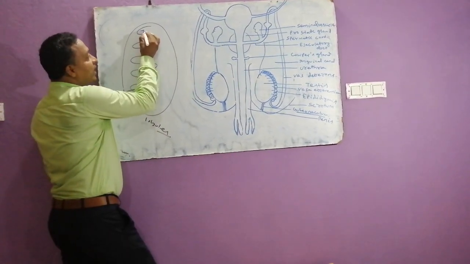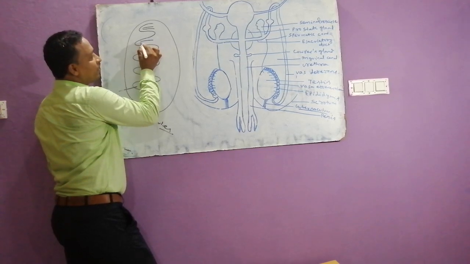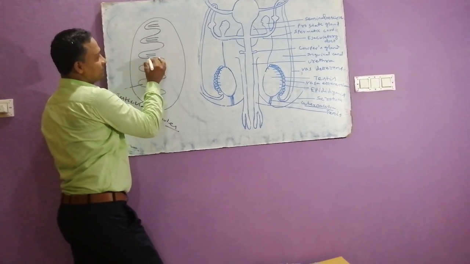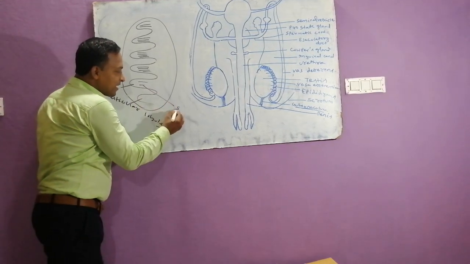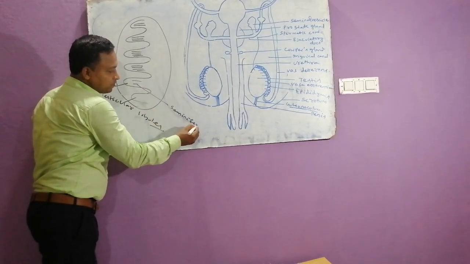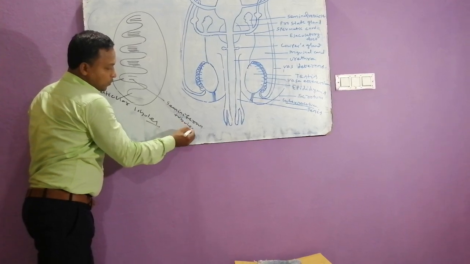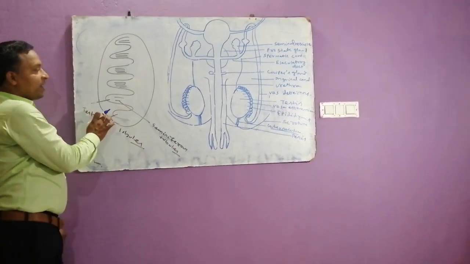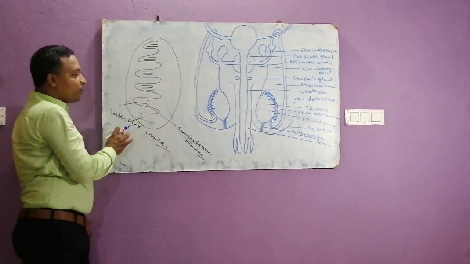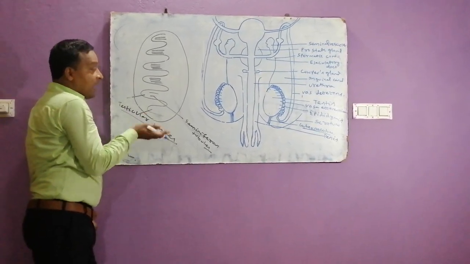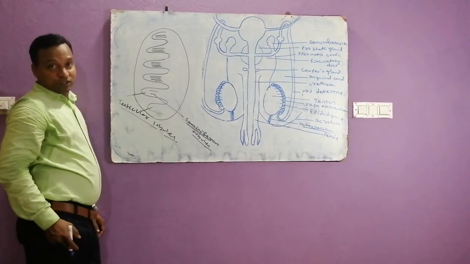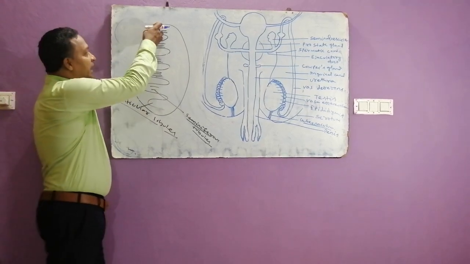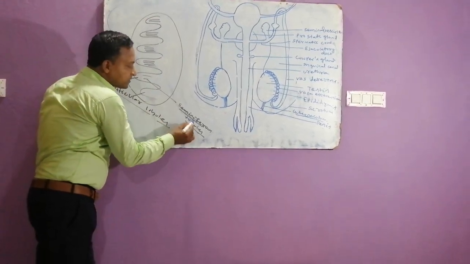In this testicular lobule, 1 to 4 seminiferous tubules are formed. Okay, the testes is divided into which one? Nearly about 250 compartments. That is called testicular lobule. And the testicular lobule contains 1 to 4 seminiferous tubules. Yes. That means the entire structure of testes is made up of seminiferous tubules.